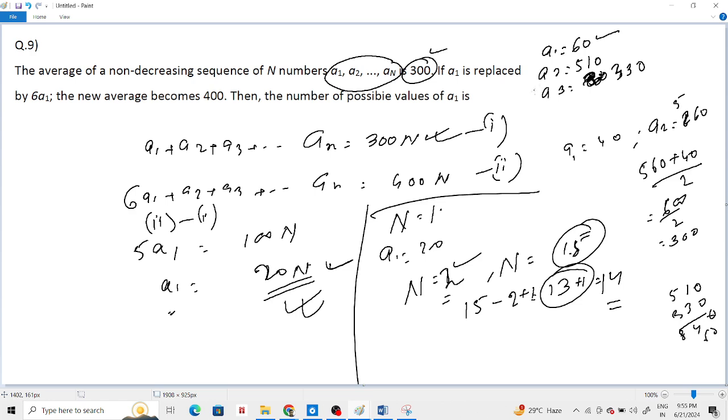Those are different cases. Depending on the value of A1, the other values change, and n denotes the number of values. Okay, that is why it will start from 2 and it will end at 15.